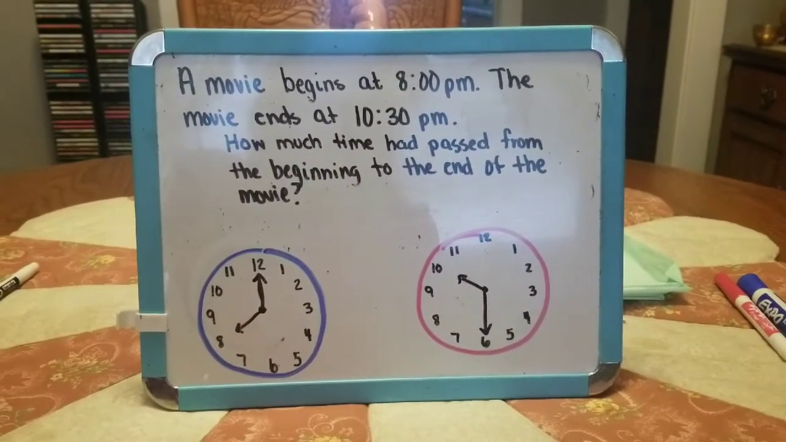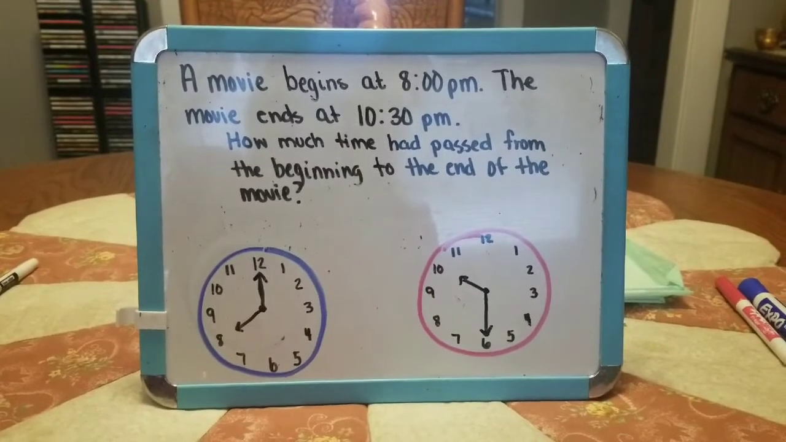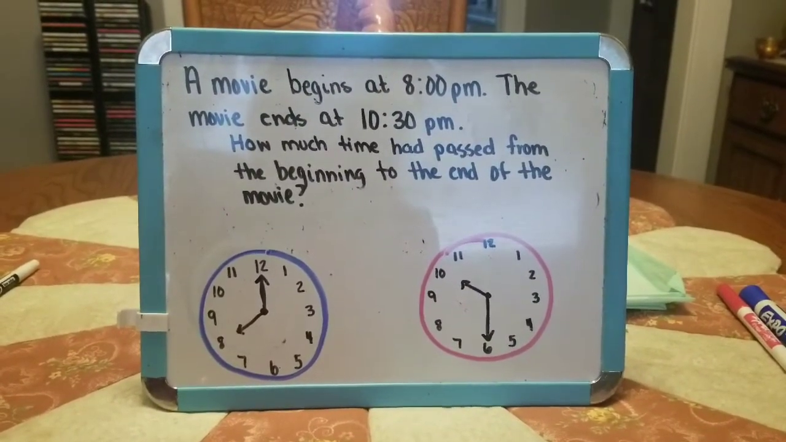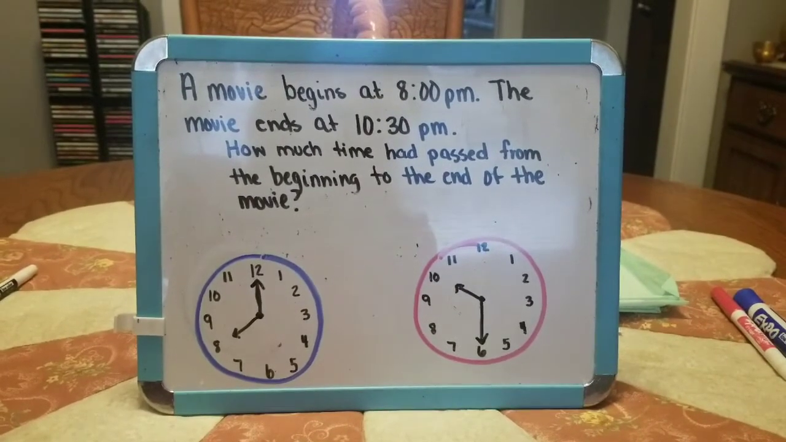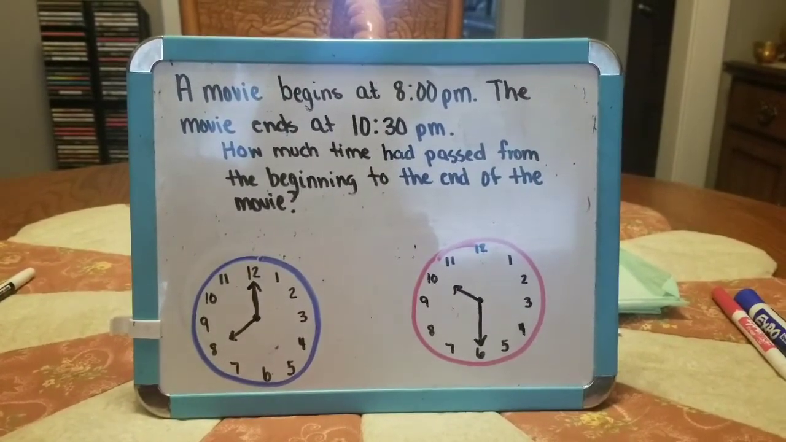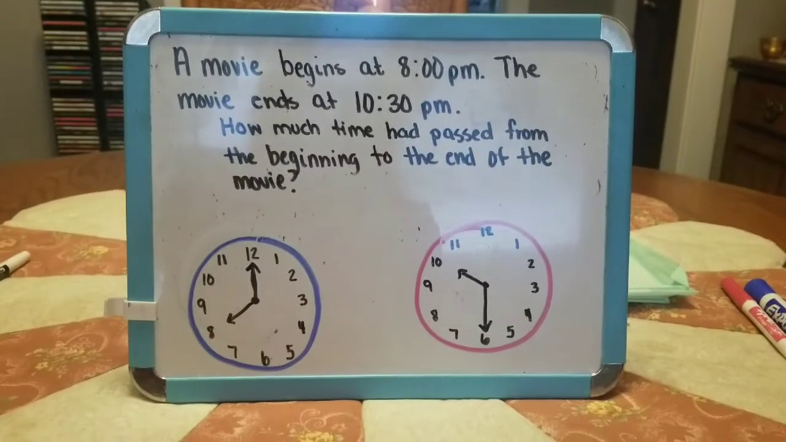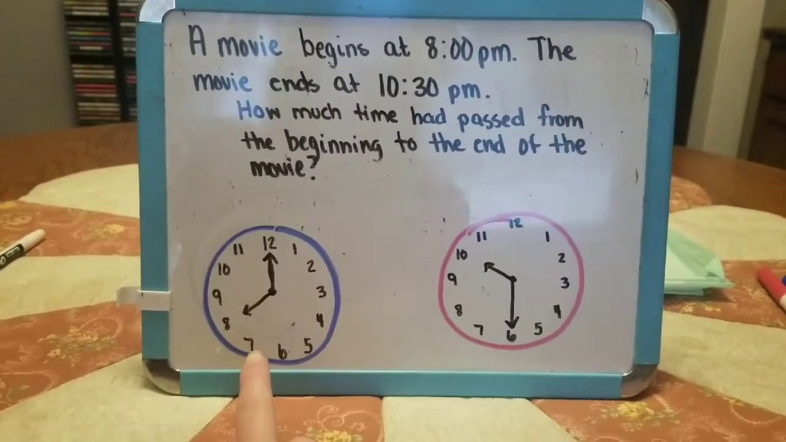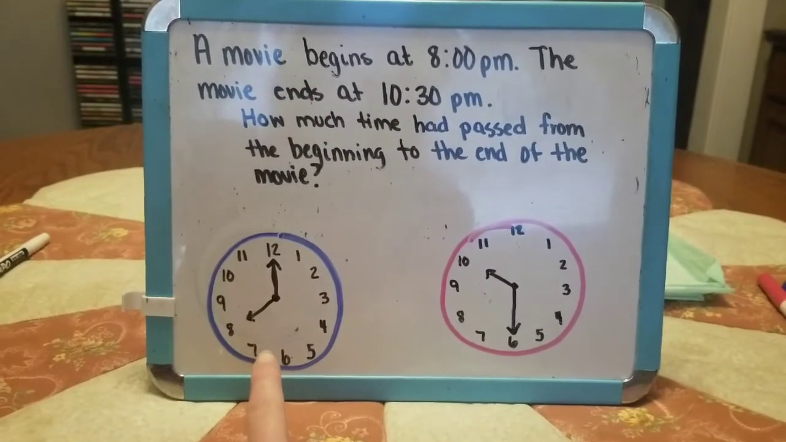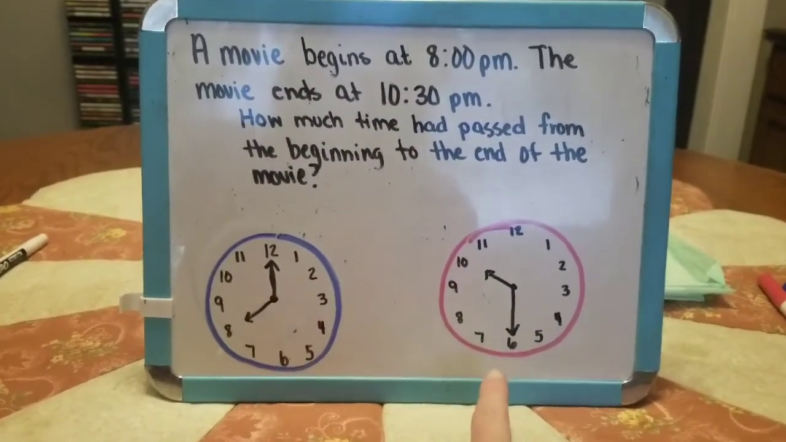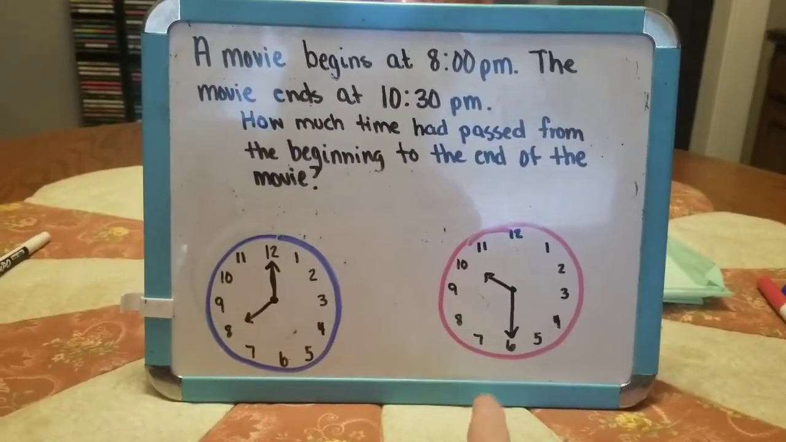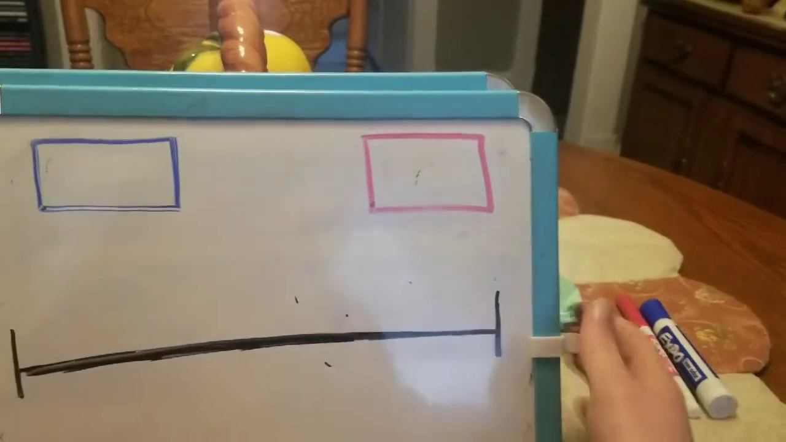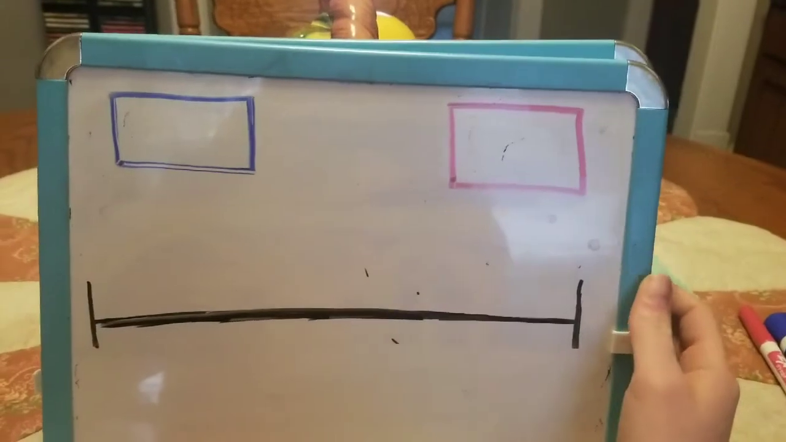So the word problem reads, a movie begins at 8 p.m. The movie ends at 10:30 p.m. How much time had passed from the beginning to the end of the movie? So below it shows that on the blue clock the movie had started at 8 p.m. and the movie had ended at 10:30 like the pink clock shows. So now we're going to do the strategy of a number line.